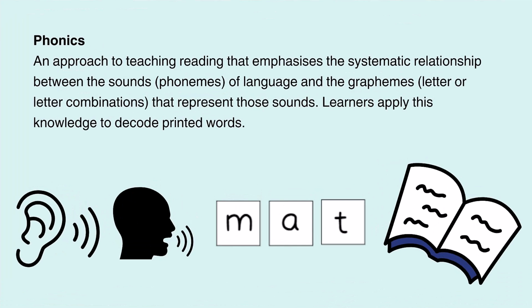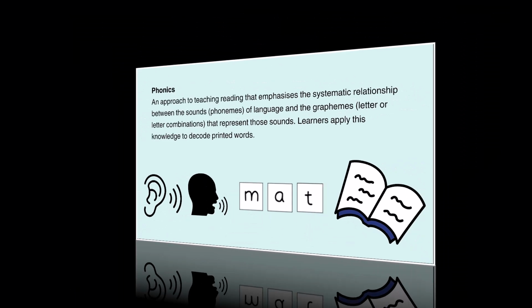Phonics is an approach to teaching reading that emphasises the systematic relationship between the sounds, or phonemes, of language and the graphemes, or letter combinations, that represent those sounds. Learners apply this knowledge to decode printed words.